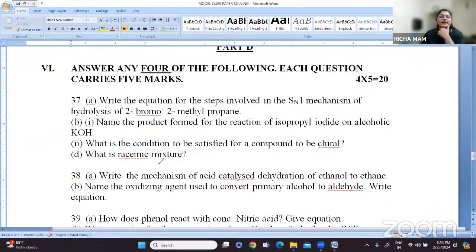Then, what is the condition to be satisfied for a compound to be chiral?